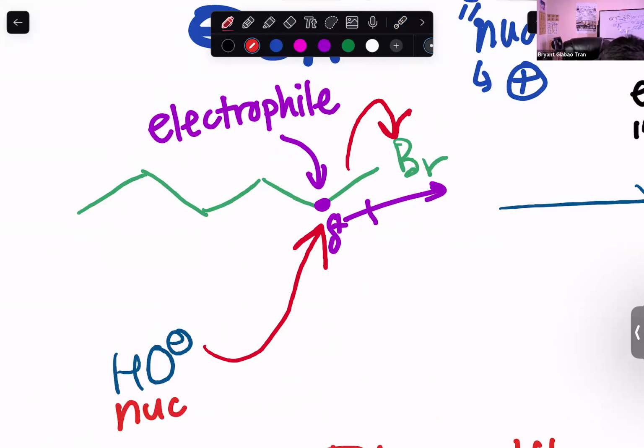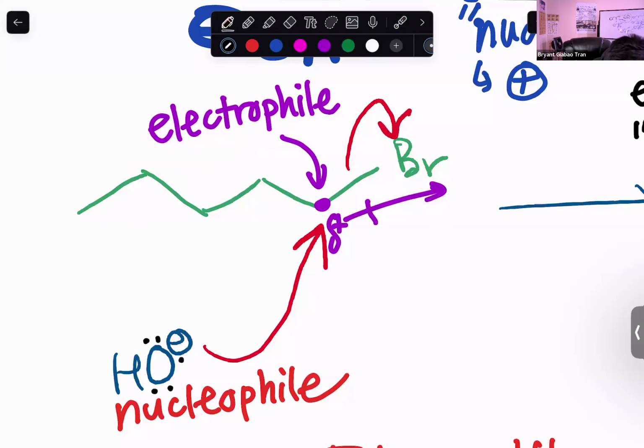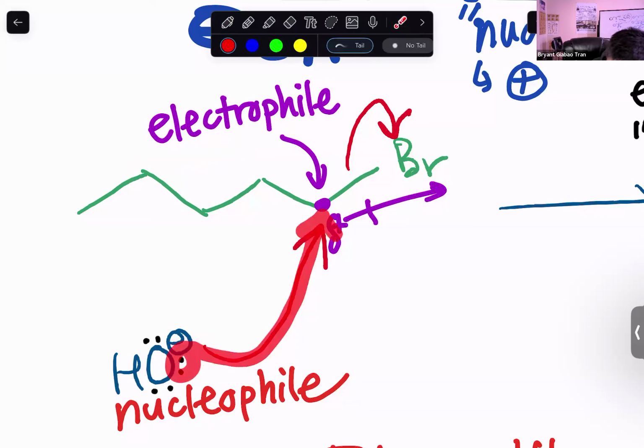Right, so this OH minus is the nucleophile because it has the negative charge. This carbon here that is partial positive charge is the electrophile. This oxygen here with 3 pairs of electrons is going to use one of its pairs of electrons to attack that carbon right there, to try to make a new bond between that carbon and the oxygen that has that pair of electrons.